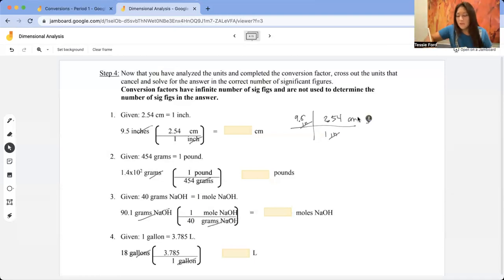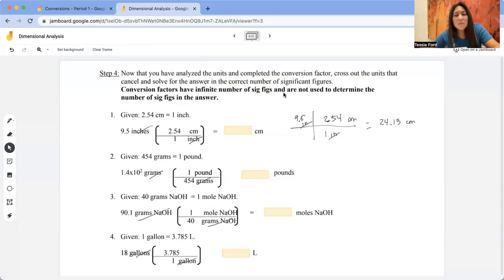Since they are both at the top going right across, they multiply. And when you multiply, you should get 9.5 times 2.54. You can do this along with me. 24.13 centimeters. But will that be my answer?